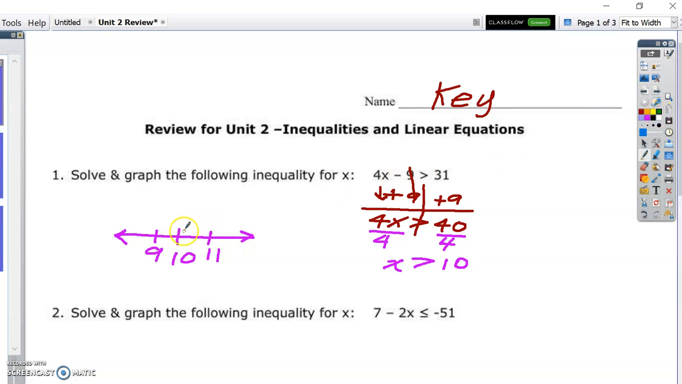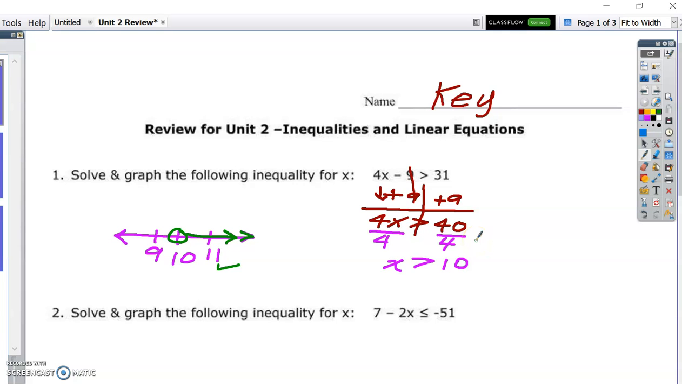All right, so this one is an open circle at 10, and it says x is greater than 10, so 11 is greater than 10, so that works. 9 is not greater than 10, so I know for sure that my graph is going in this direction. Notice how the arrow also points in that direction.